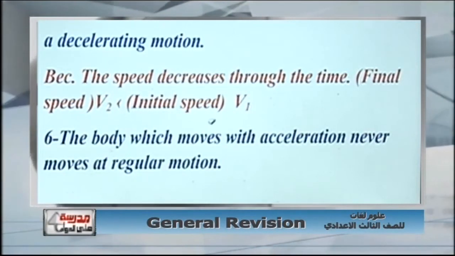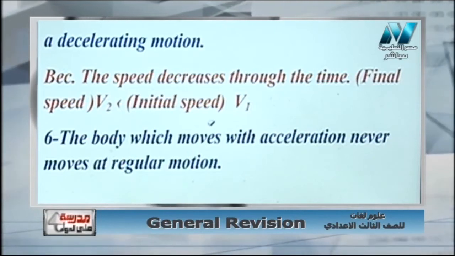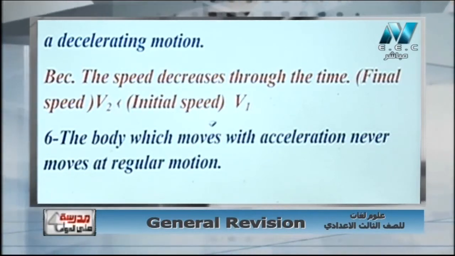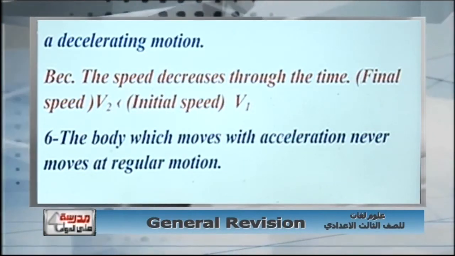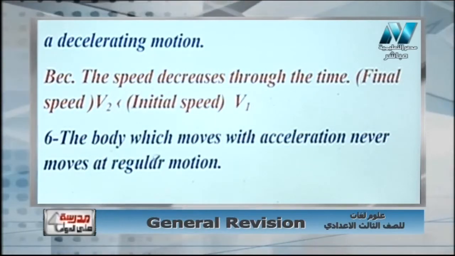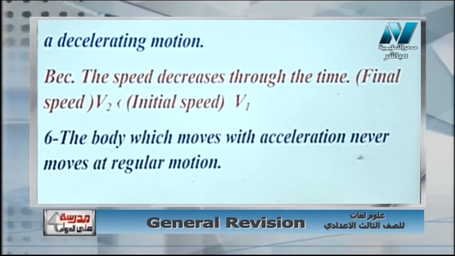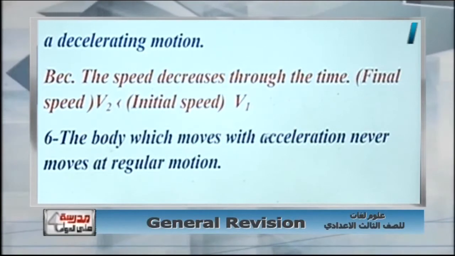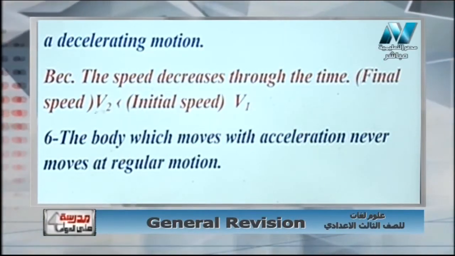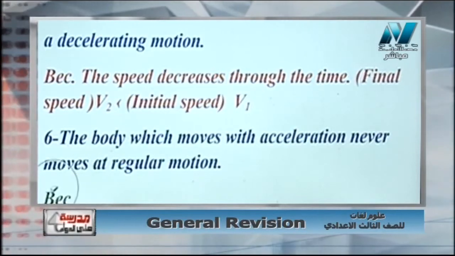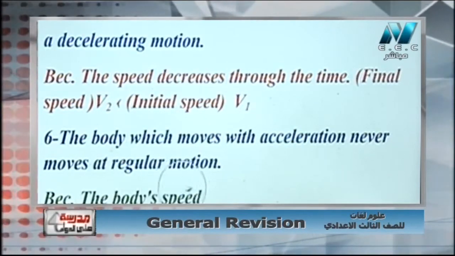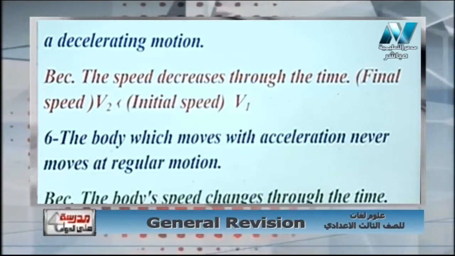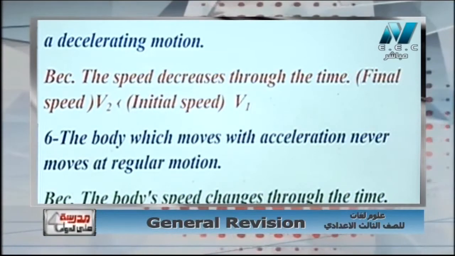Number six, the body which moves with acceleration never moves at regular speed or regular motion. So here we have to answer according to acceleration, but we have a negative here: never moves with regular motion or regular speed. The meaning of acceleration is because the body's speed changes as time passes, or through the time unit.